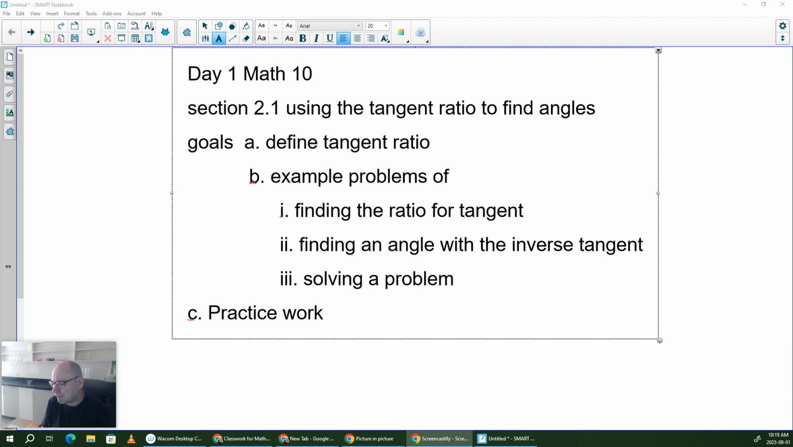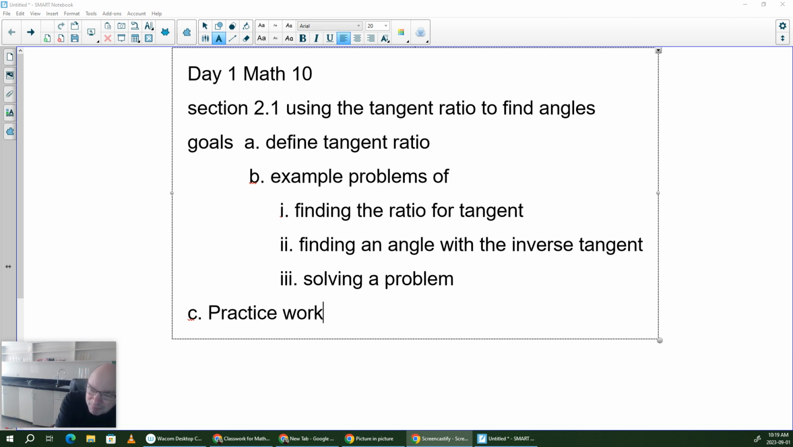And then we have three goals for today. We're going to look at the tangent ratio, what it means, and how to use it. Then we're going to do example problems of finding the ratio, using the inverse ratio to find the angle, and then basically look at solving a problem. And then next day, we'd be looking at lengths rather than angles. But we're going to start with angles today.